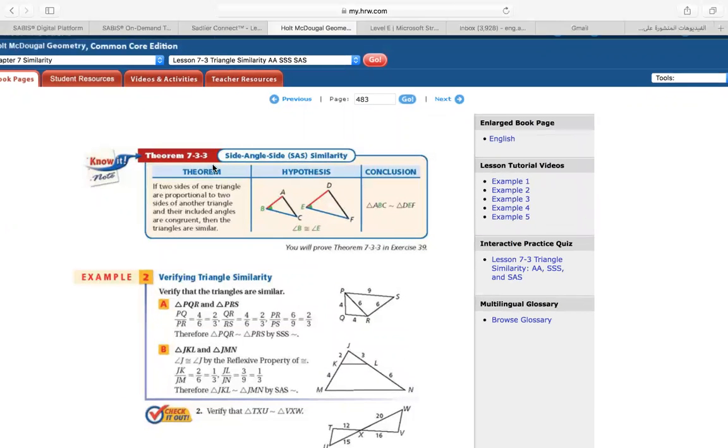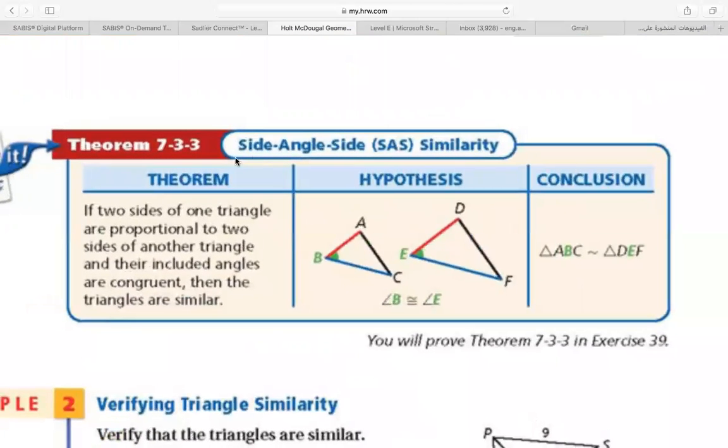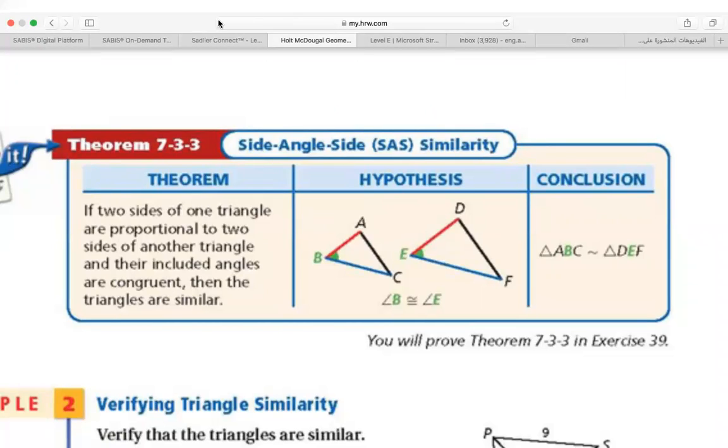The new today is the third similarity, which is SAS, side-angle-side. If two sides of one triangle are proportional to two sides of another triangle, and their included angles are congruent, then the two triangles are similar.